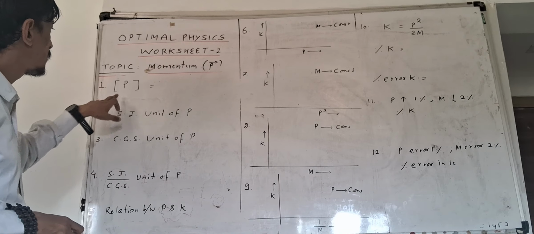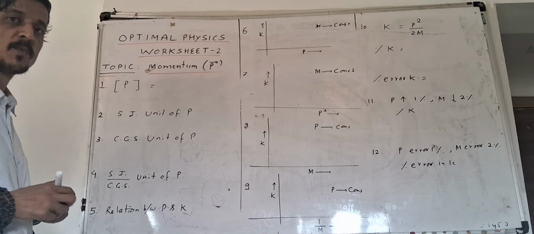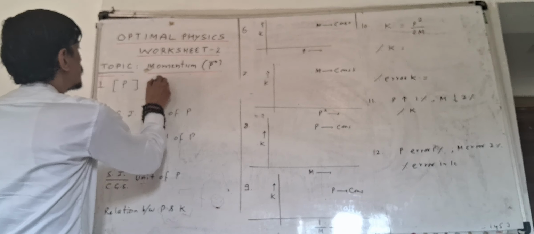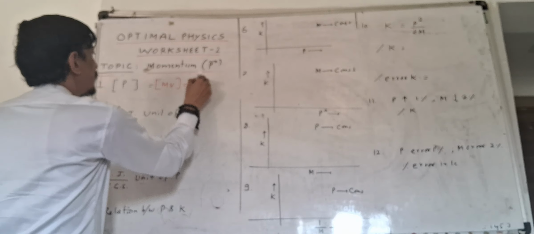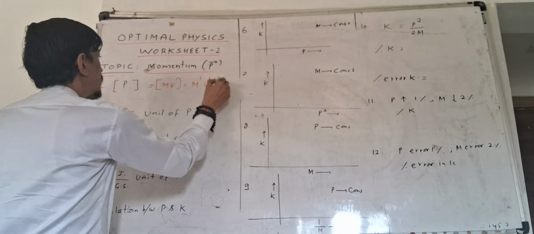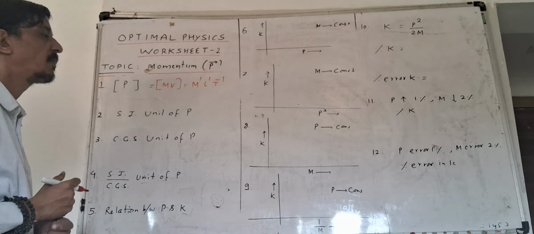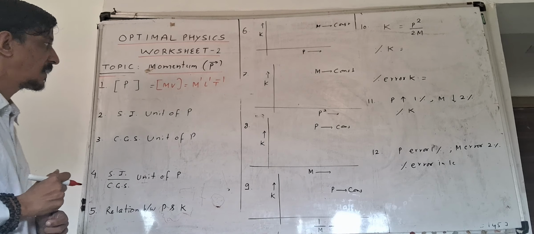So, in the second worksheet, the first question is what is the dimension of momentum? We know that momentum is mass into velocity. The dimension of mass is M^1 and that of velocity is L^1 T^-1. So the dimension will be M^1 L^1 T^-1.